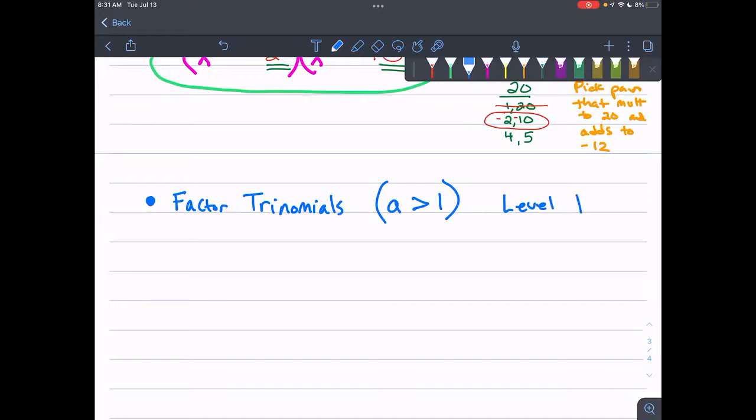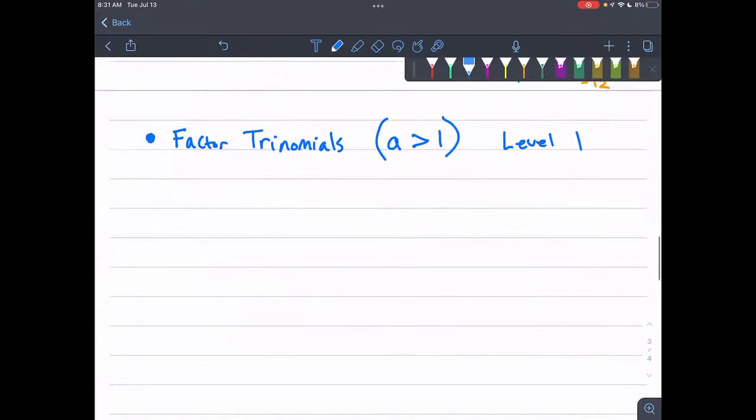Okay. Factoring trinomials where a is greater than 1. So the thing out in front of x squared isn't going to be 1 all the time. In this case, it's going to be greater than 1.